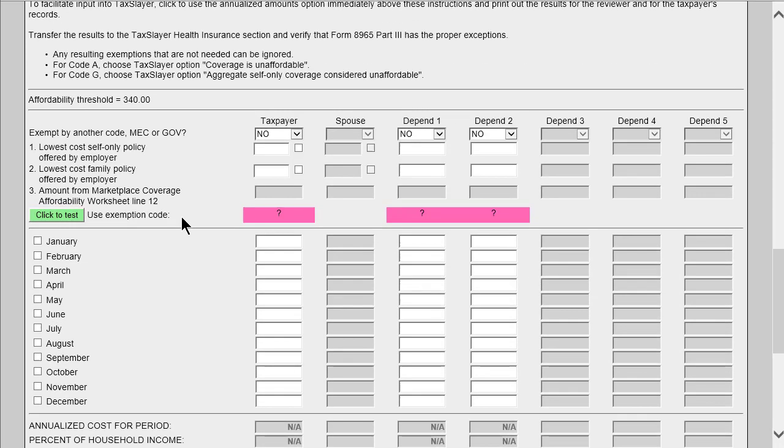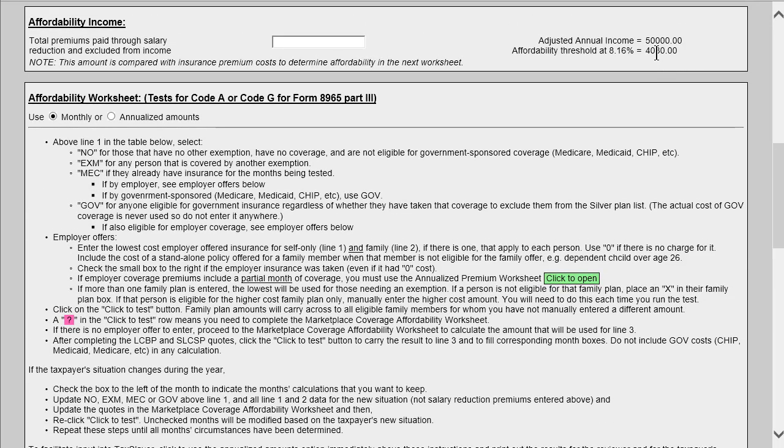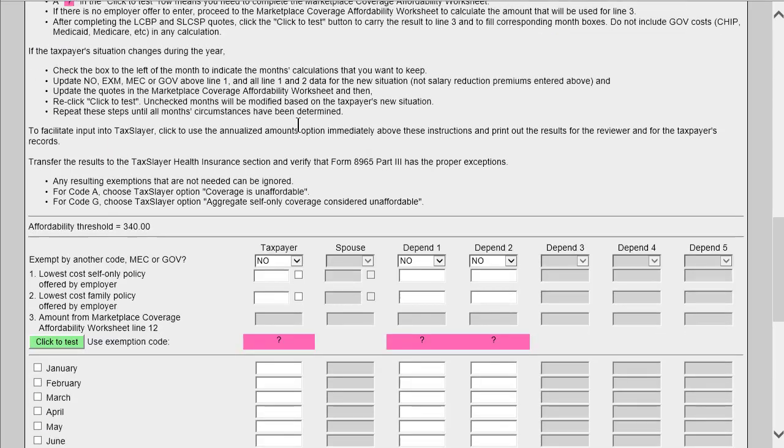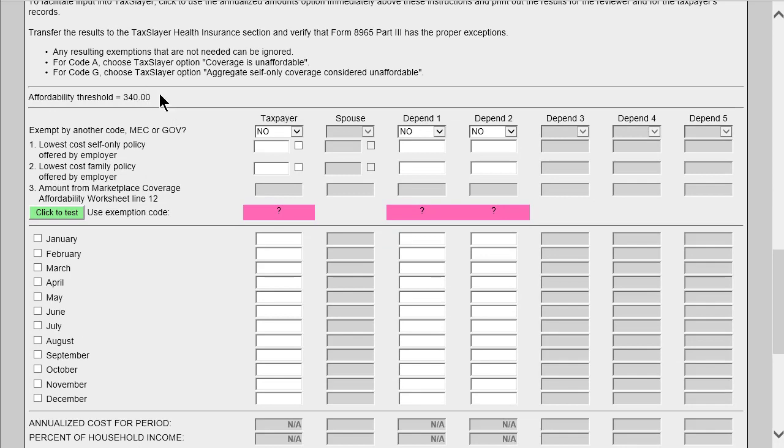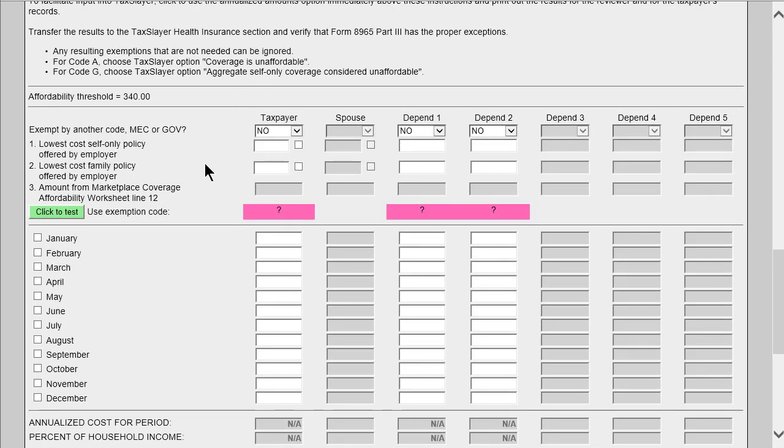So let's go down here and take a look at what needs to be done. Affordability threshold is $340 a month. That's simply that figure up here for the 8.16% divided by 12. That's all that is. But it's repeated again down here because this is the table that we're going to be doing our calculations in.